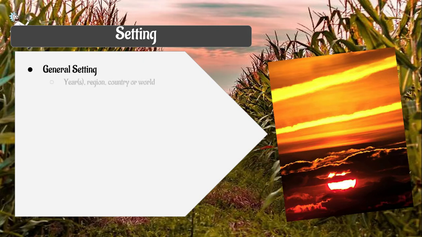We have what's called a general setting. This would be the years, the region, the country, the world. Nothing specific, just the 1930s, or 1998, or 2020, or the Northern Hemisphere, New England, or the United States. The general setting often provides historical or cultural context for us. So if we're told that our story takes place in 1993 South Africa, we're looking at towards the end of apartheid, we're looking at the rise of Nelson Mandela, we're looking at those kind of historical and cultural events.